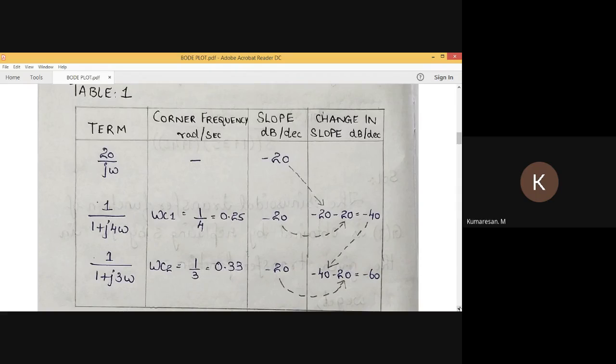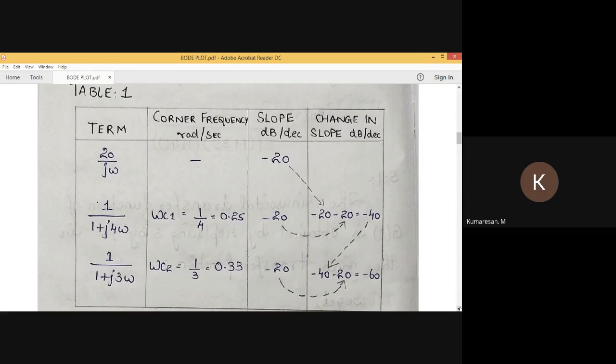Now for 20 divided by j omega, for the magnitude plot, 1 by j omega is minus 20. If it has only j omega in the denominator, we put minus 20. Already we discussed this in class. If instead of j omega we have j omega squared, it means minus 40. J omega cubed means minus 60. So j omega only means minus 20. Initially we don't have any change in slope.